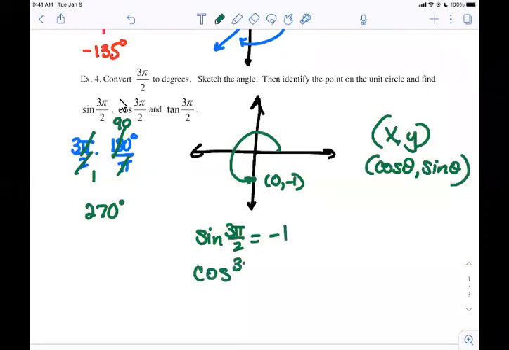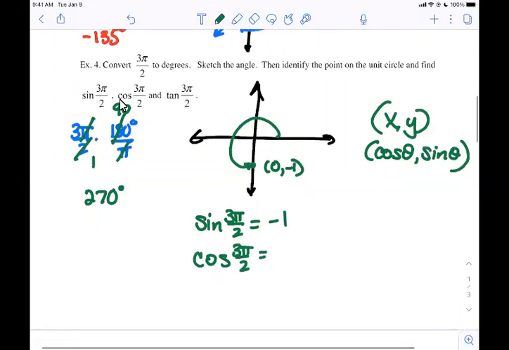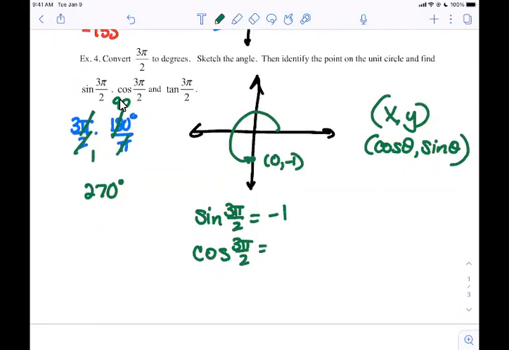And then cosine 3 pi over 2. So Sophia, what would be the cosine of 3 pi over 2? No, the -1 is the y coordinate, and I want cosine, and cosine is the x coordinate. So 0, yeah, you got it.